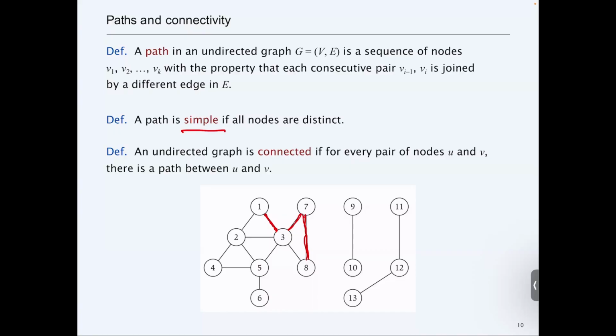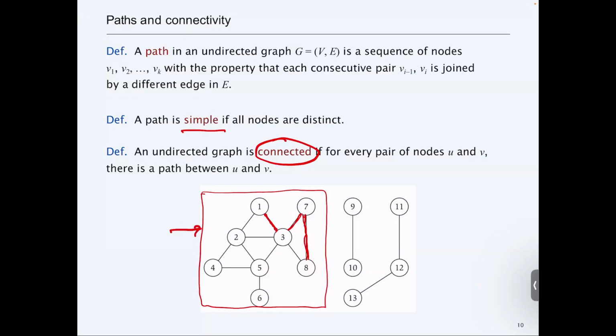The next important definition that we have here is what we call connectivity. Is the graph connected? A graph is called connected if, for every pair of vertices in the graph, there exists a path between them. So if I only look at the left graph and I ignore 9, 10, 11, 12, and 13, this subgraph is connected because for every pair of vertices, there exists a path between the two. So I can get from 1 to 5. I can get from 2 to 6. I can get from 8 to 4, and so on and so on. So in other words, every node can eventually reach every other node.